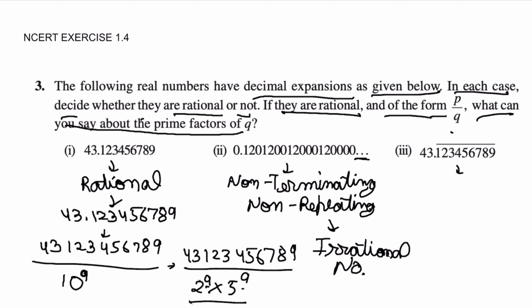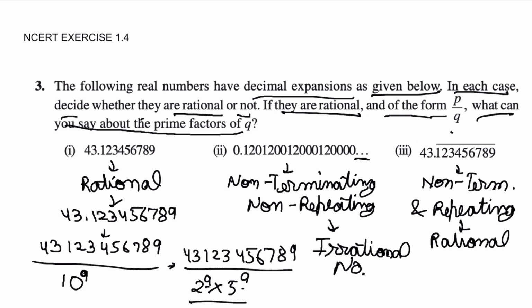While here once again this is non-terminating because we have a bar at the end, so it's non-terminating. But at the same time, because we have a bar, we know there is a pattern and it is being repeated over and over again. So therefore this is repeating, and because it is repeating, it is a rational number. And because it is, once again, what we can do, we can solve it exactly as in the case of our option number 1, and we can find out about the prime factors of q.